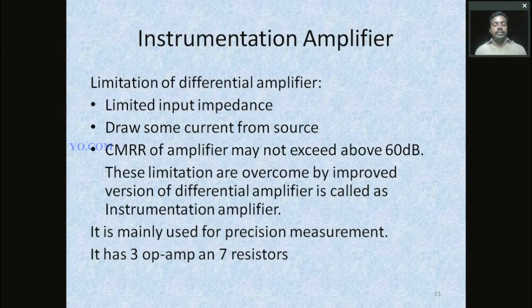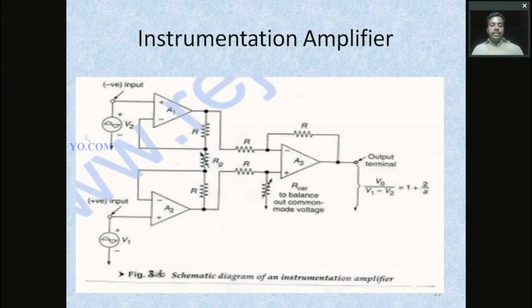It has 3 operational amplifiers and 7 resistors. So this is the instrumentation amplifier circuit. Actually, one half is a differential amplifier. See, this is a normal differential amplifier. An extra op-amp is used on the input side to increase the input impedance.